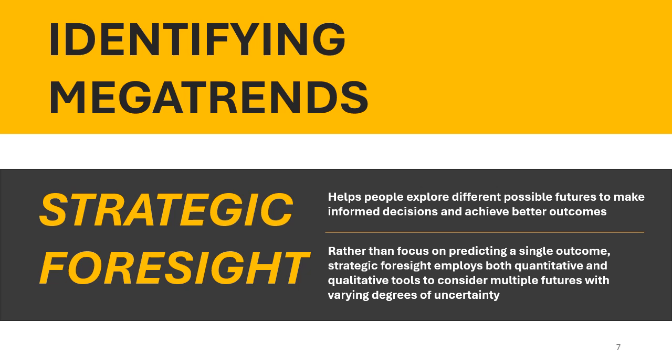We identify megatrends through strategic foresight, and this helps people explore different possible futures to make informed decisions and achieve better outcomes. So rather than focusing on a single outcome, strategic foresight employs both quantitative and qualitative tools to think about multiple futures with varying degrees of uncertainty.